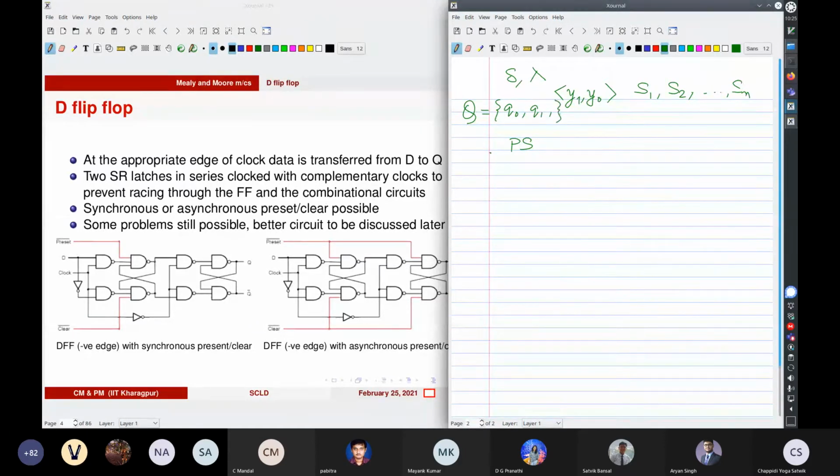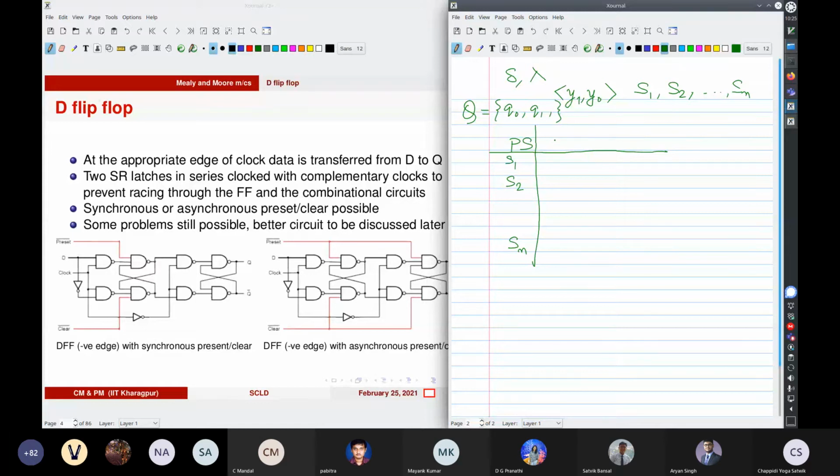What is important is you have the present state. So present state, let us say it is S1, S2. I have a number of present states. Any one of those could be, because the machine will make transitions through those states.